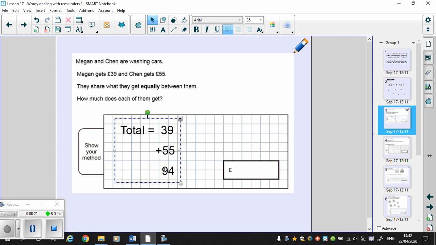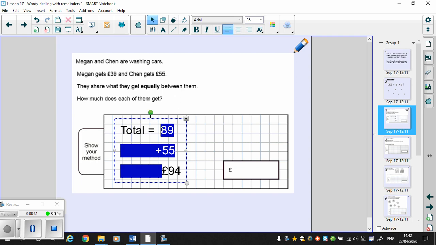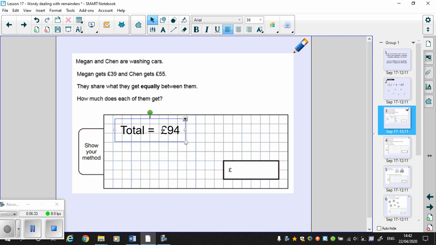I'm going to put the pound sign in just so I can remember what it was. That is the end of the first step. I've worked out the total. Now I am going to cheat just for space and rub out the working out, but you need to have the working out there. Now the question, if I go back to the question, they share what they get equally between them. So they've got to share between them the £94.